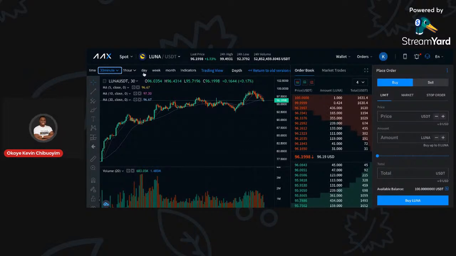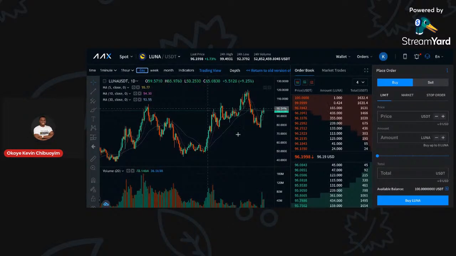Let's take it by 1 day. Over the past couple of days, we've had a highest high of what? $119. This is $119 right here. This is $102. Right now it's consolidating around $96, $97. So this is 1 day.